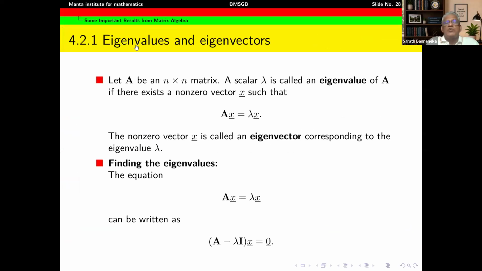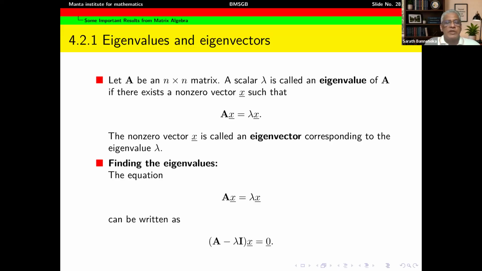So we start with eigenvalues and eigenvectors. Let A be an n by n matrix. A scalar value lambda is called an eigenvalue of A if there exists a non-zero vector x such that Ax equal to lambda x. The non-zero vector x is called the eigenvector corresponding to the eigenvalue lambda. So that is the definition of the eigenvalue and eigenvector.